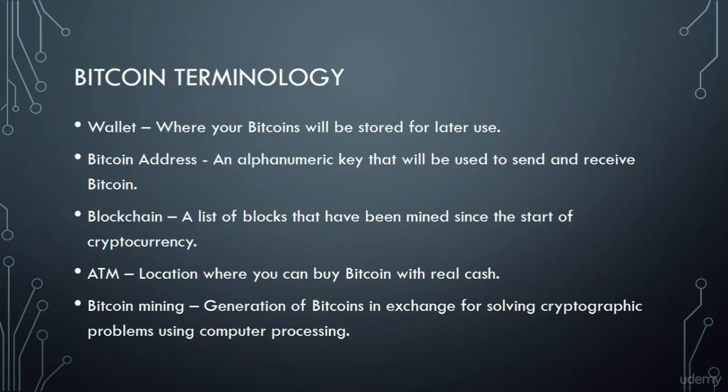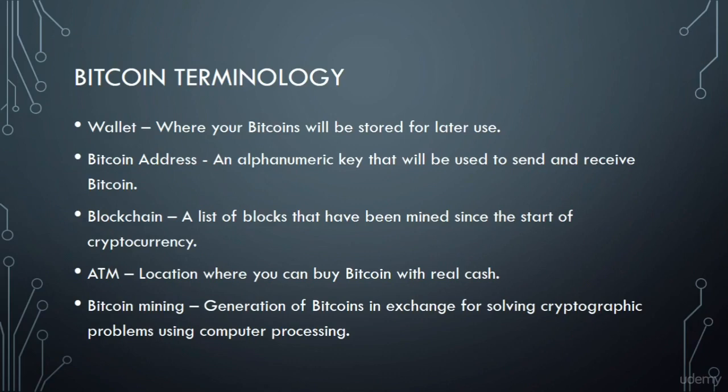Secondly, Bitcoin address. This is an alphanumeric key that will be used to send and receive Bitcoin. This is your unique address that will be used, for example, if you want to pay someone on the deep web or the darknet, you give them your Bitcoin address, and vice versa. Now, a blockchain. This isn't really important right now. We'll get into it when we're talking about Bitcoin mining. But basically, a blockchain is a list of blocks, which I'll explain what a block is, that have been mined since the start of cryptocurrency. I'll get to that in a few minutes, most probably in the next videos.